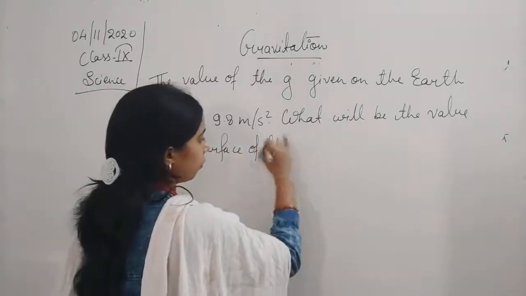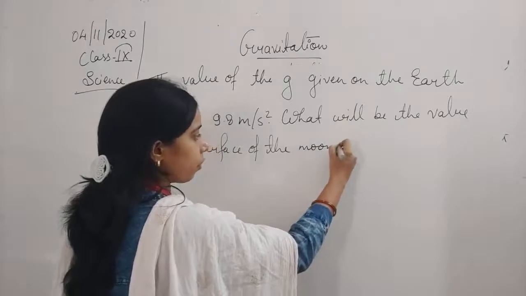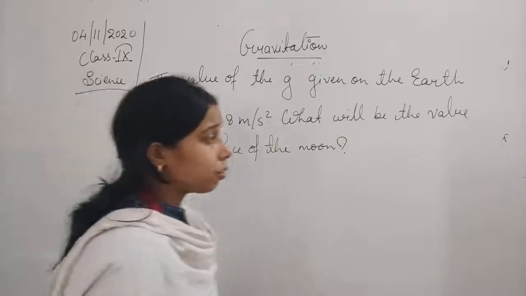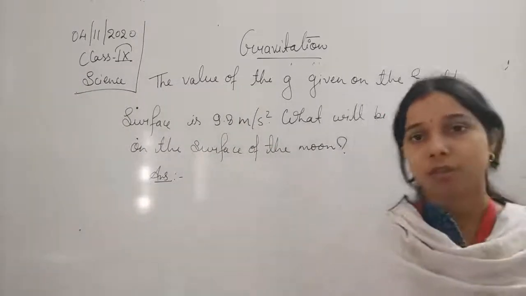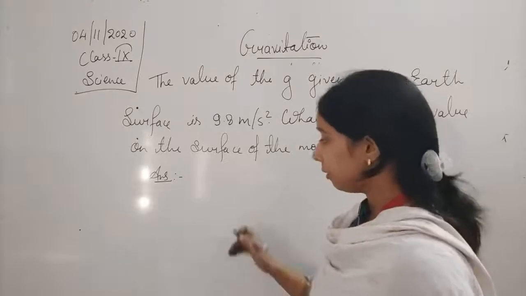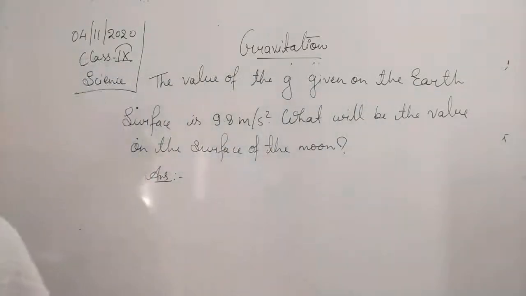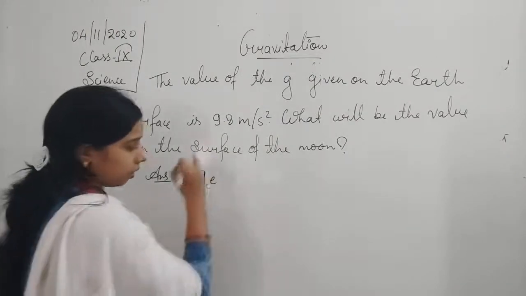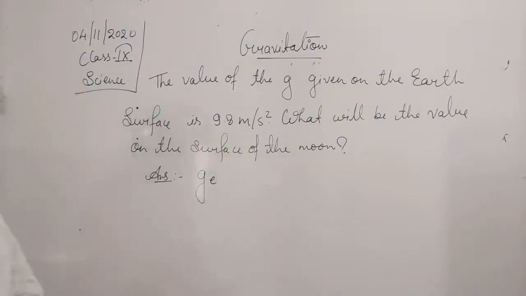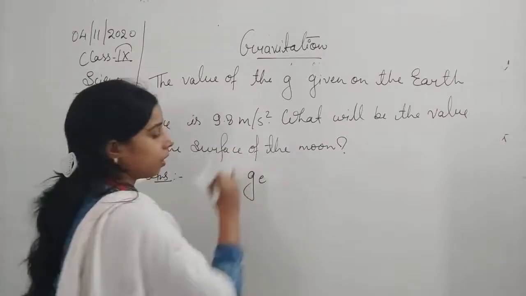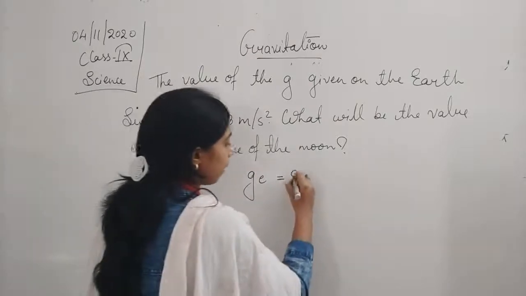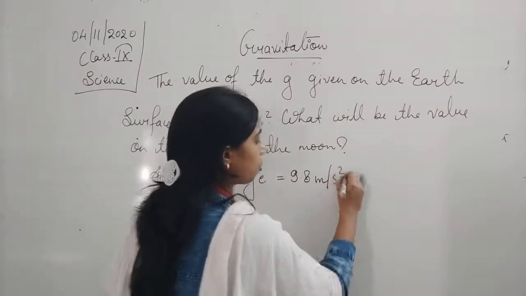I think you have already done this type of question, so you know about it, students. Let me remind you. The value of g, that is acceleration due to gravity, we know will be equal to 9.8 meter per second square. So g of the earth, let me write it, will be equal to 9.8 meter per second square.